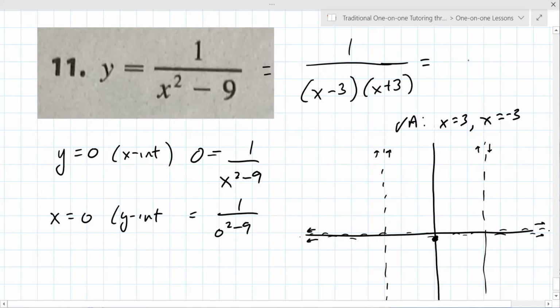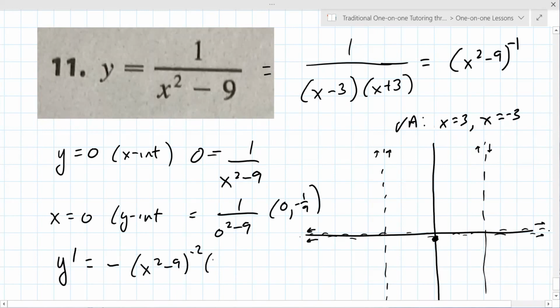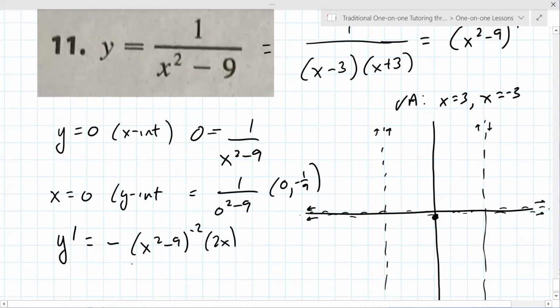Okay. And then sometimes you have to rewrite this yet again to be able to take the derivative nicely. Like it's not a quotient rule, it's a power rule followed by a chain rule. So your y prime is the y-intercept, would that be 1/9? 0, negative 1/9. Sorry, I skipped over that. Okay. Right there. So the y prime is negative x squared minus 9 to the minus 2 power times 2x. So it ends up being, when you simplify this, negative 2x over x squared minus 9 squared.